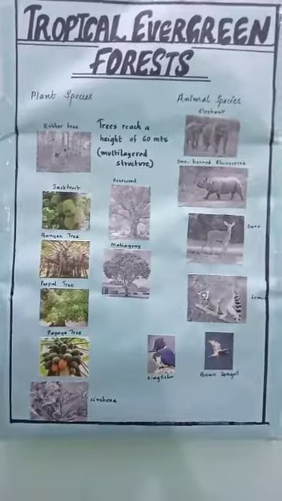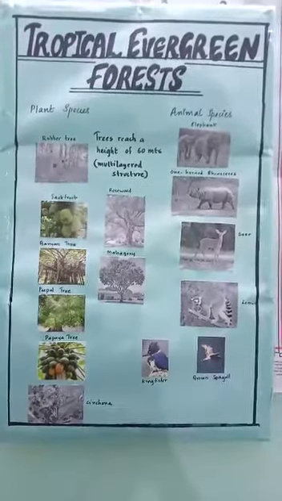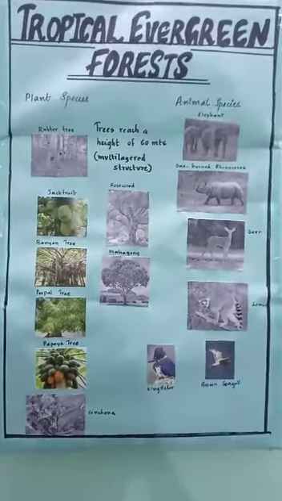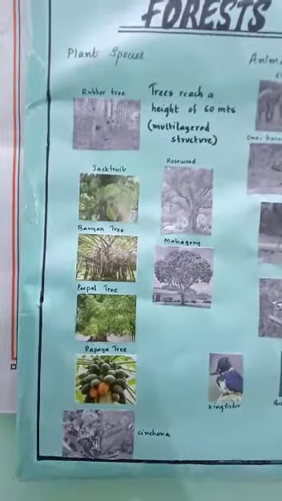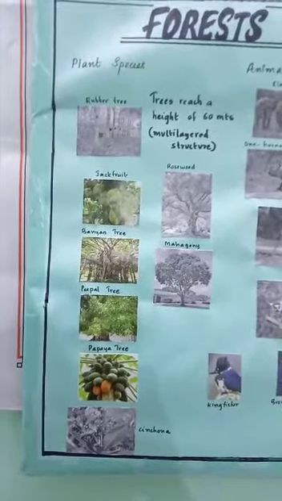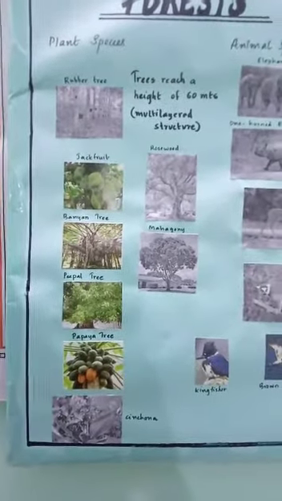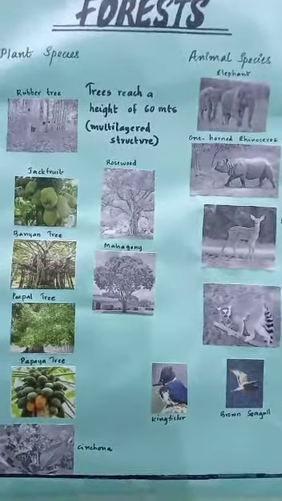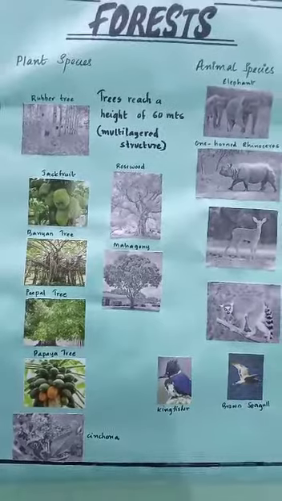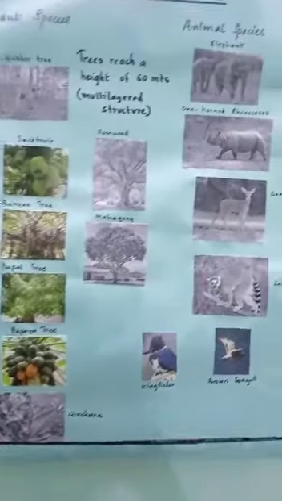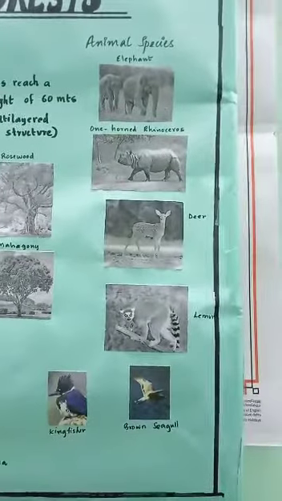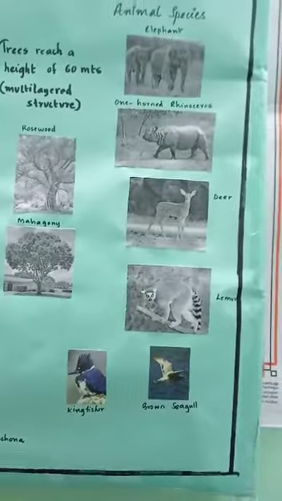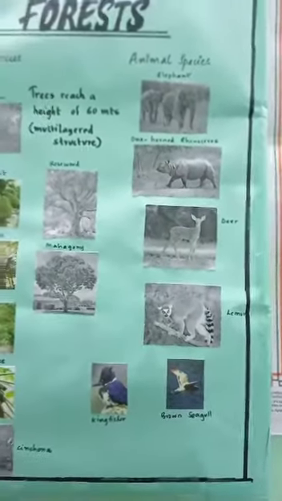Now, in detail we can see the plant and animal species seen in each of the forests we have discussed. First is the tropical evergreen forest. We are able to see many trees like rubber, jackfruit, banyan, cinchona, mahogany and rosewood. These trees grow to a height of 60 meters and create a multi-layered structure. These trees are known for their timber and have great economic value. The animal species include elephant, one-horned rhinoceros, lemur, deer, and birds like kingfisher and seagull.